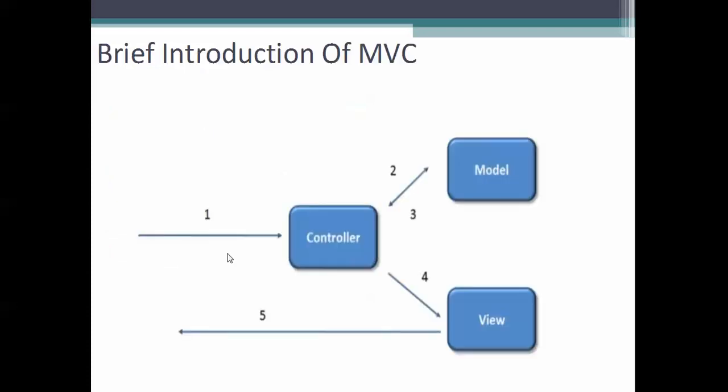Let's start with brief introduction of MVC. MVC consists of three-layer architecture which have controller, model and view. Here first represents the browser and it sends request to the controller. Controller is used to process the request and it sends to model. Model is used to communicate with the database and send the result to the controller. Again controller is used to give that result to the view, and view renders that result to the browser. This is all about the MVC architecture.